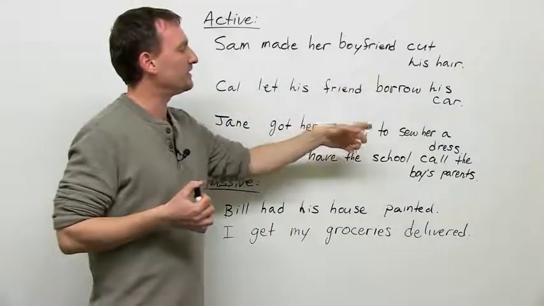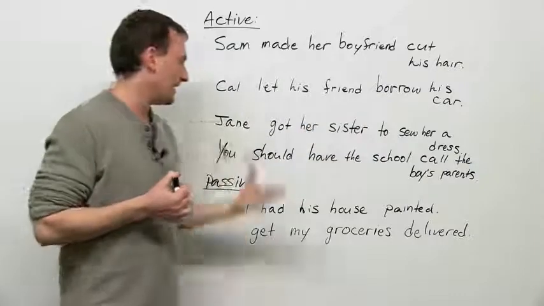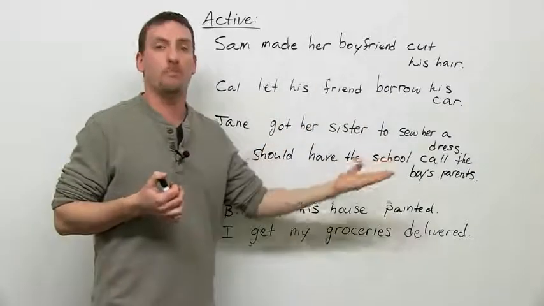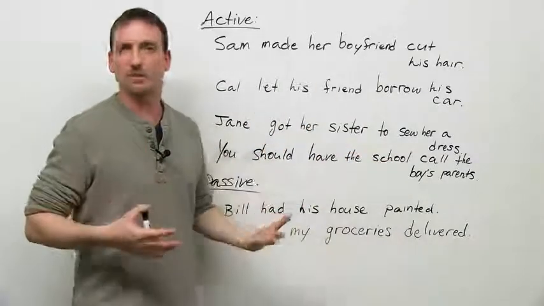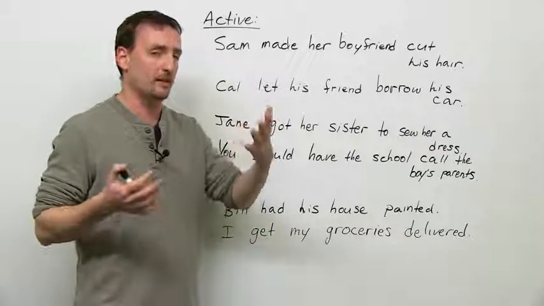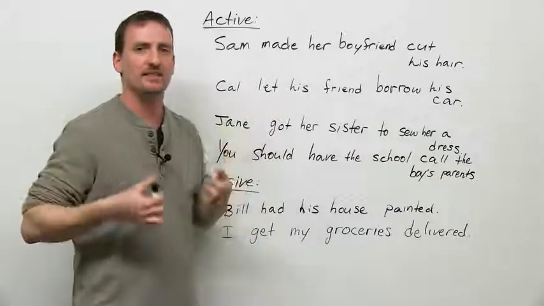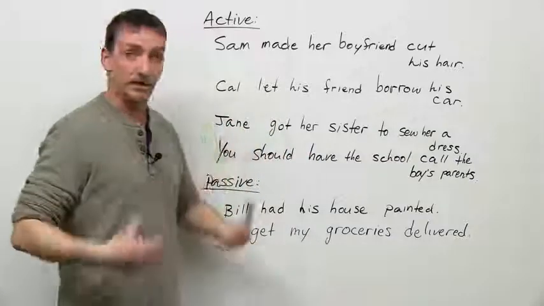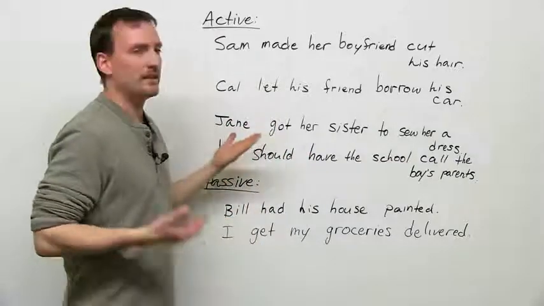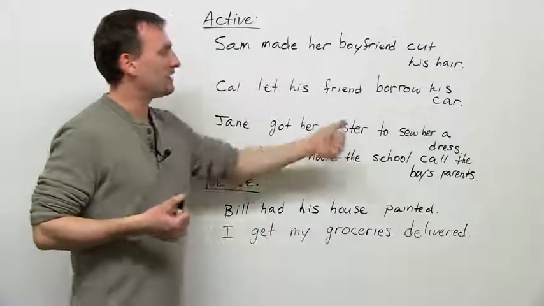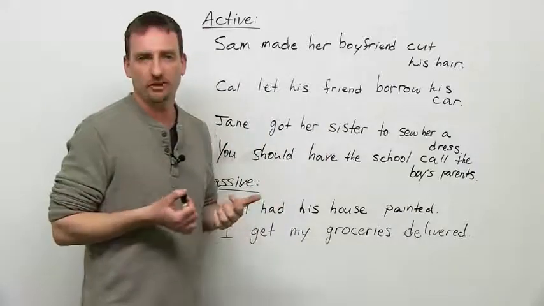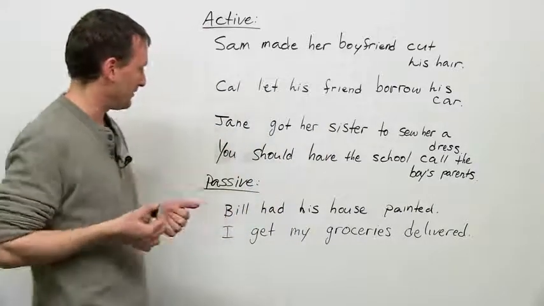Jane got her sister to sew her a dress. Jane is having her prom next week. She wants a beautiful dress to her prom. A prom, by the way, is at the end of high school. You have a big dance. Everybody comes and dances and eats and celebrates. Everybody dresses really nicely. Jane needed a dress. She got her sister to sew her a nice dress because her sister is very nice.